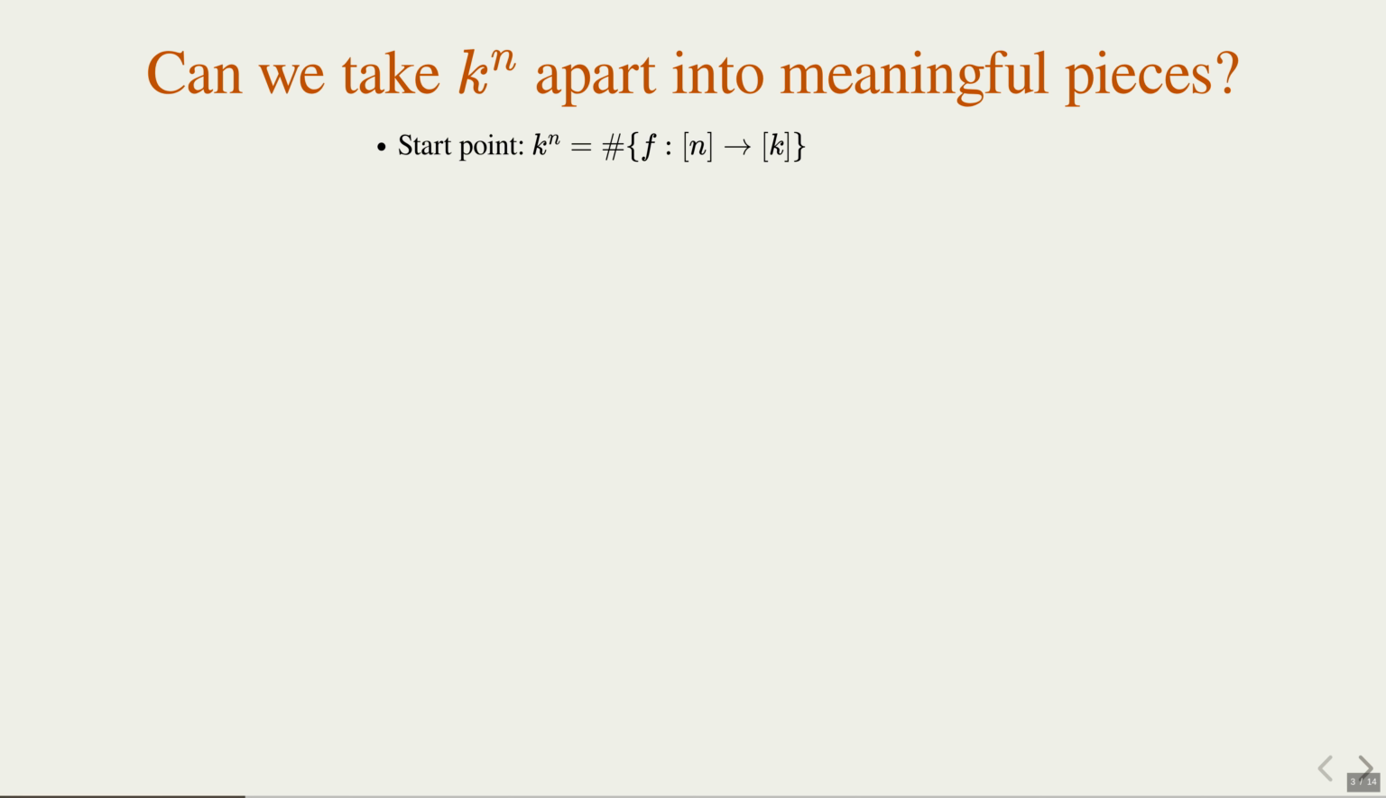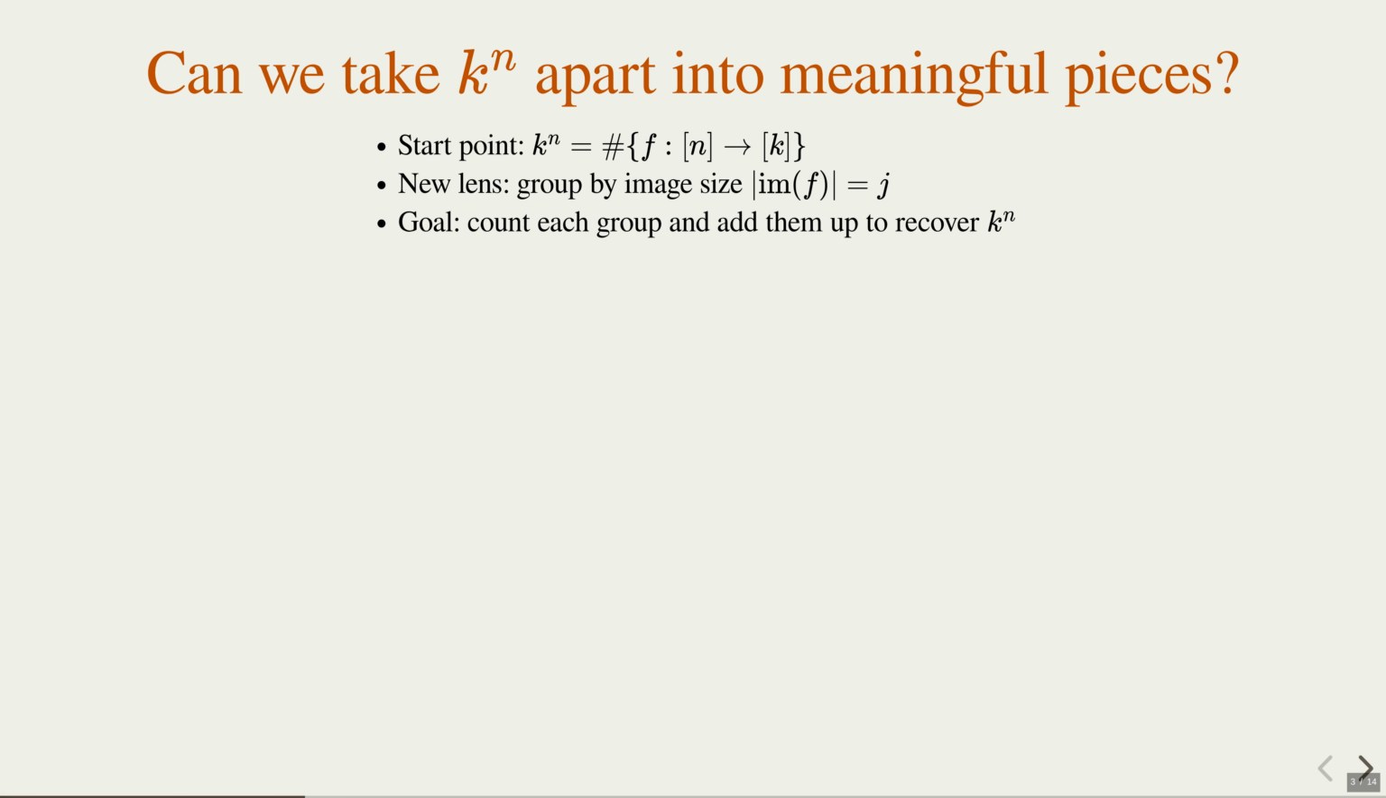This is the basic counting fact. For each of the n inputs, you have k choices for the output, so the total number of functions is k to the n. So instead of asking whether it is onto, we ask how many distinct values it actually hits? Yes, and if we can count the j-image functions for each j, then summing over j must give back the total. That sum is the decomposition we are building toward.